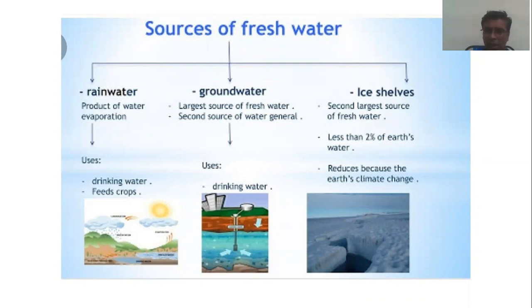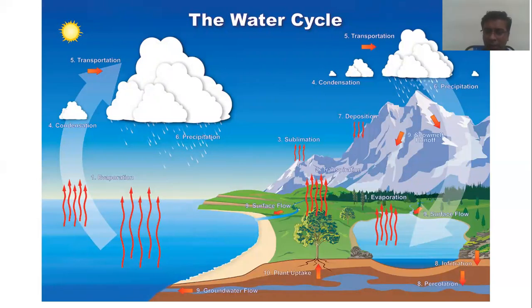And the last one is ice caps. This is the largest fresh water source, where the liquid water is stored in solid form as ice caps. It's nearly less than 2%. It's very pure water. In the hydrological cycle, there are three major steps: one is the evaporation process, second is the condensation process, and third is the transportation and respiration process.